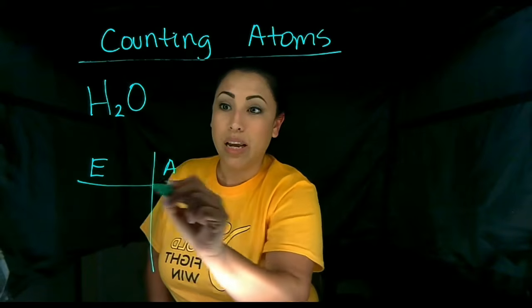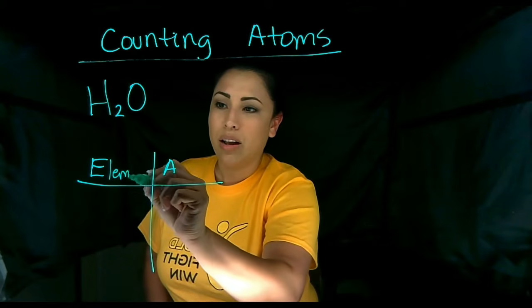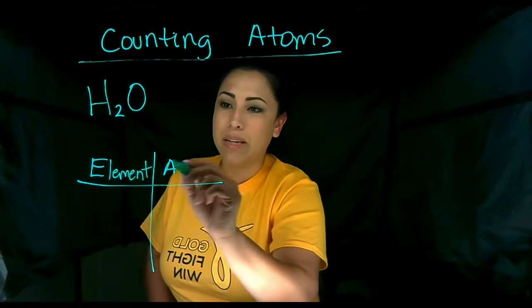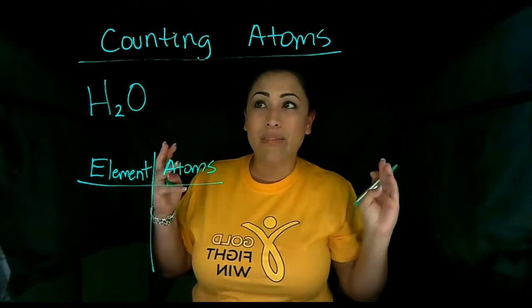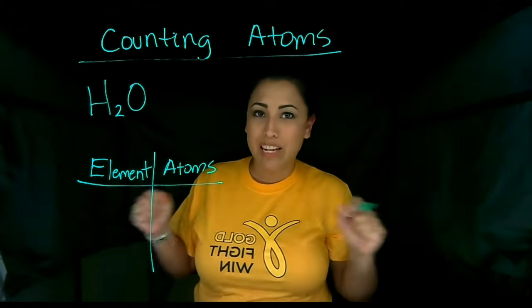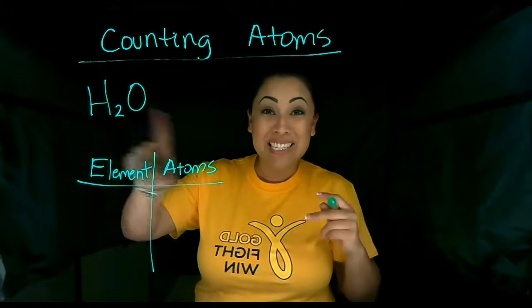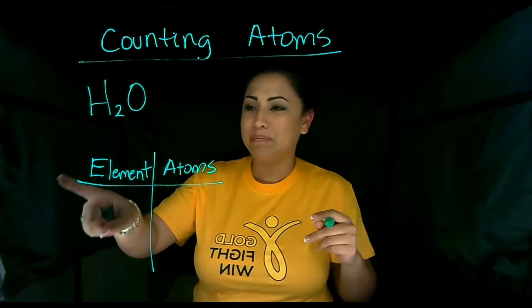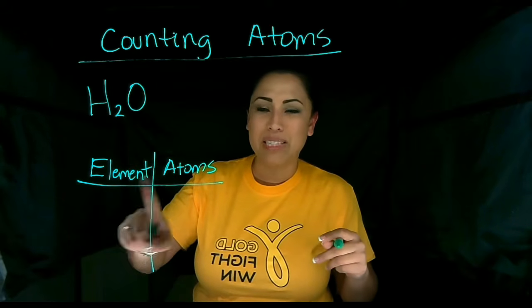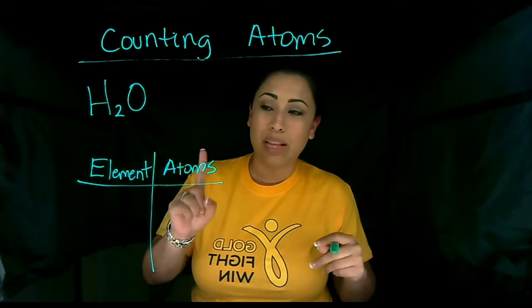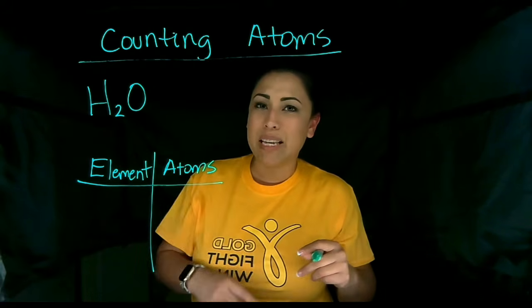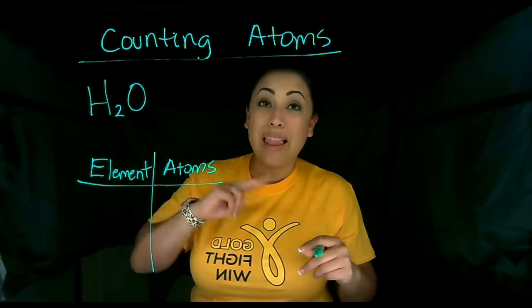What is an EA chart? It's going to be our elements and our atoms. Okay, so when we think of counting atoms, we've got to think of EA chart. It's in the name of our chemical formula. So we have our elements on one side, atoms on the other. Every time we're going to count atoms, this is what we're going to start with. That's our first step. Our second step is going to be to list our elements.